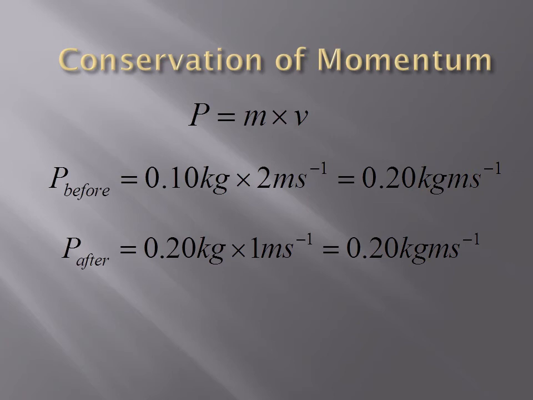In order to satisfy this equation, to get 0.2 kilogram meters per second, the two ball bearings that are connected afterwards must be moving at 1 meter per second in order for the momentum to be conserved. So momentum before is always the same as momentum afterwards.